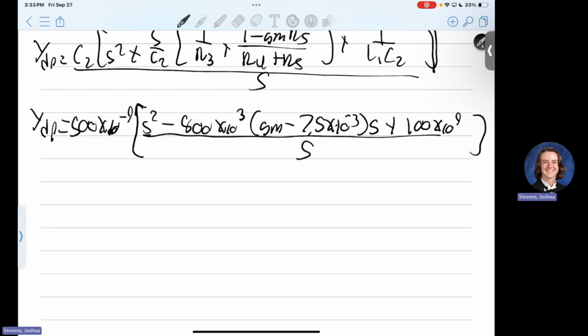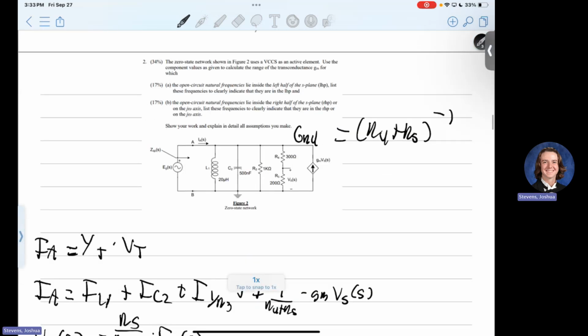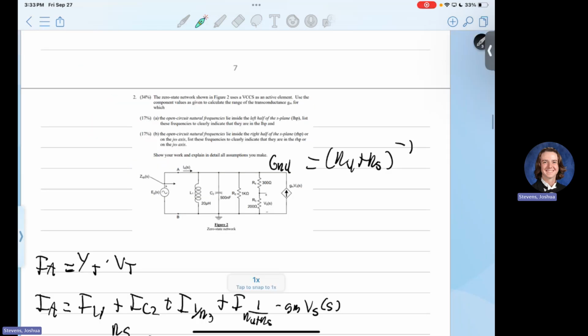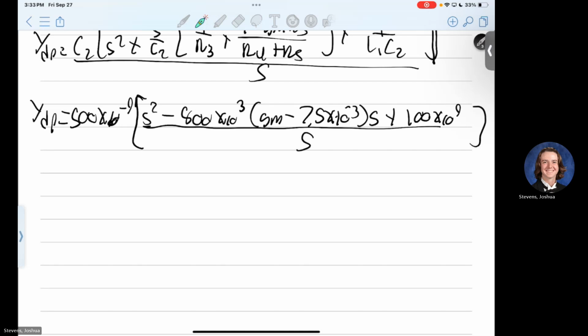It is in our numerator, meaning our numerator of our YDP will be our what frequencies? Bingo. And is that what we're looking for? Indeed. Okay.